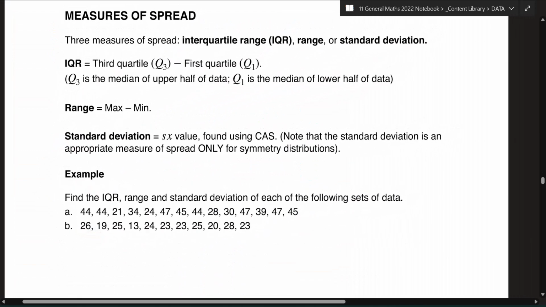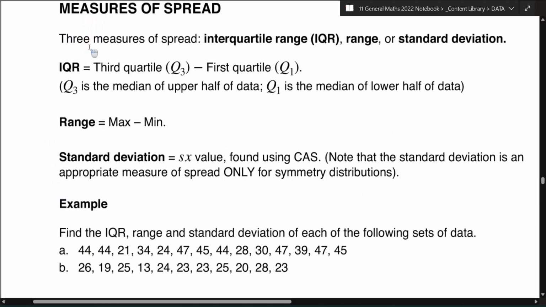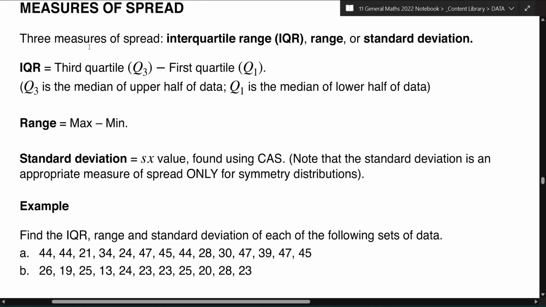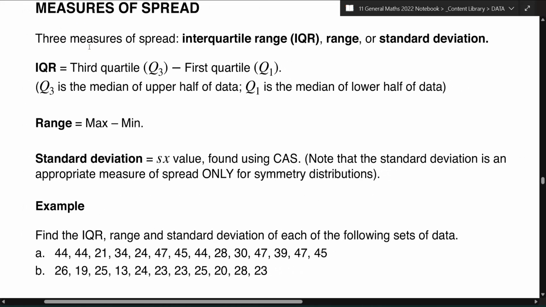So we've looked at measures of center. So you've got mean, median. We already know what mode is. Mode is the most frequent, but mode only really applies to categorical data. Okay. Now we've got measures of spread. There are 3 measures of spread that you're going to be learning about, and you're going to need your calculator for this as well.